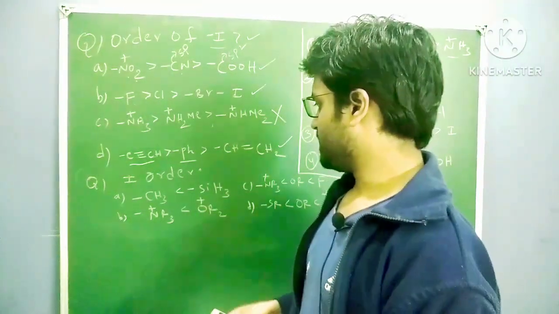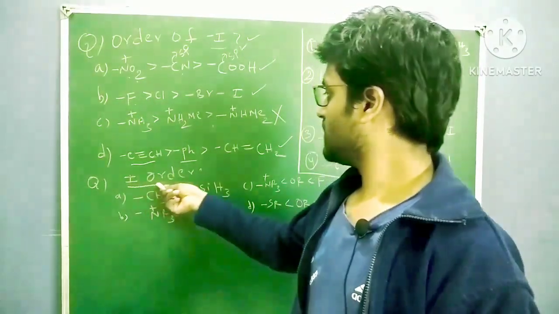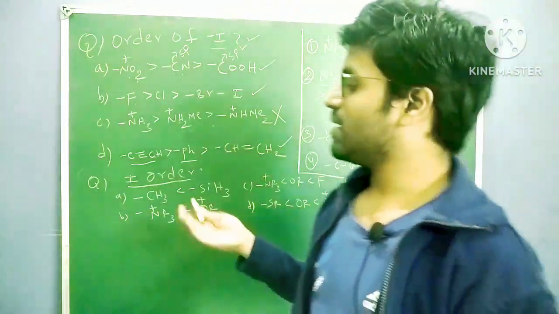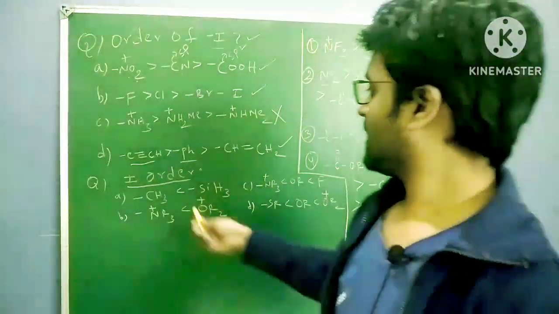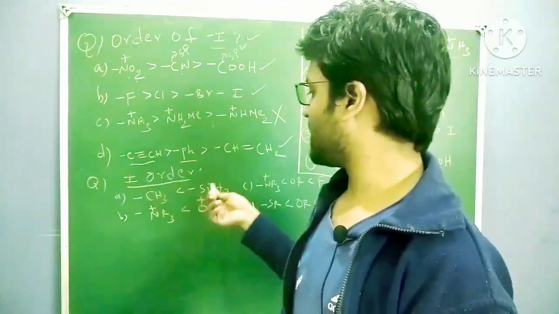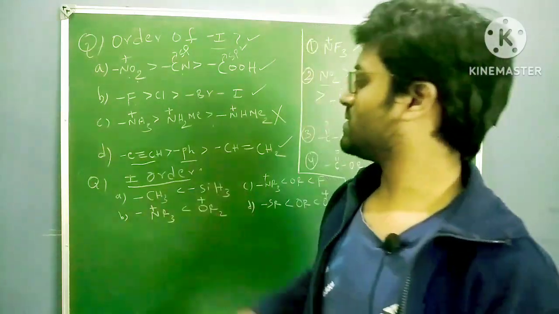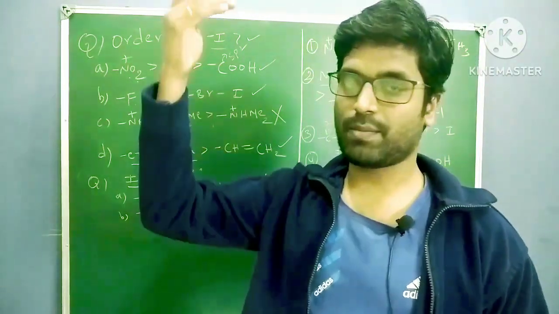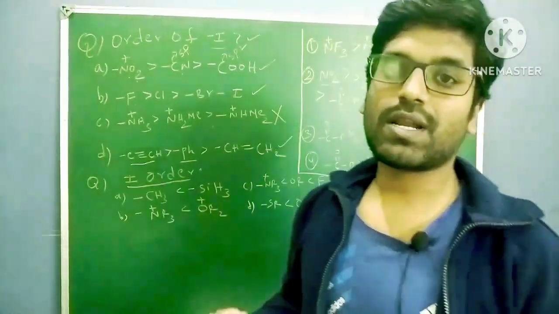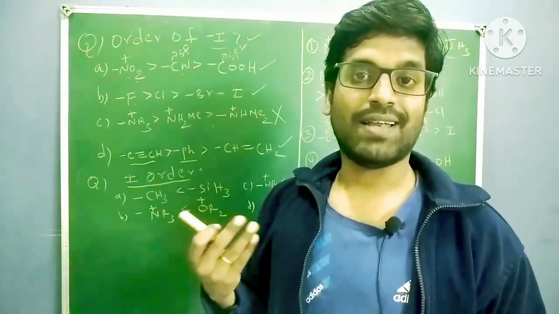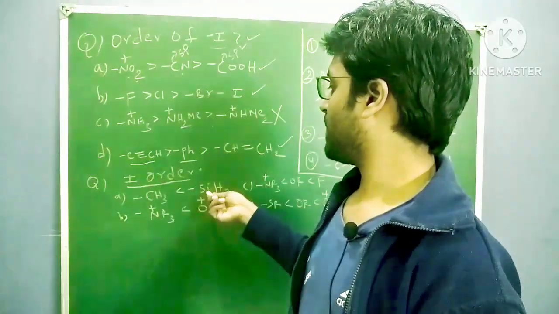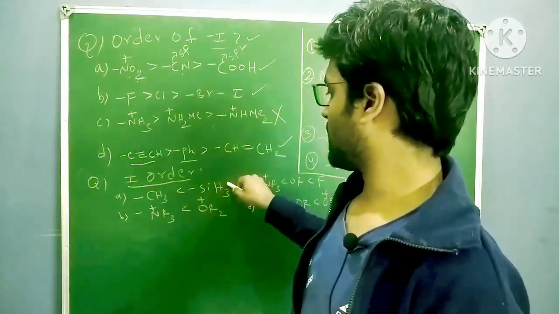Next, second question. Again you have to tell about the order of inductive effect. It might be plus I or minus I effect. So the first option is an alkyl group, and an alkyl group always shows plus I effect. So you have to compare plus I effect here. Here CH3, SiH3. Carbon and silicon are in the same group, and silicon is less electronegative. We know a more electronegative atom will show minus I, and a less electronegative atom will show plus I, right? So this is less electronegative, so it will show more plus I effect. So this is the plus I order. So this is the correct option.